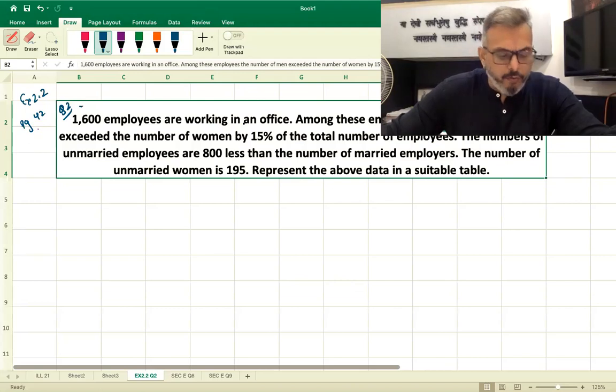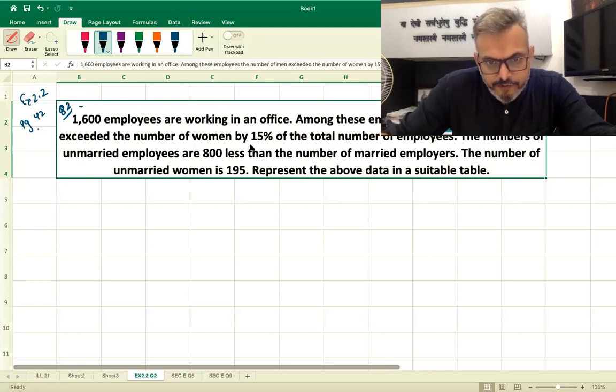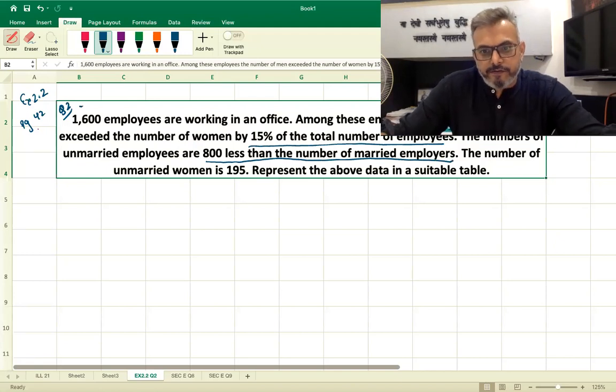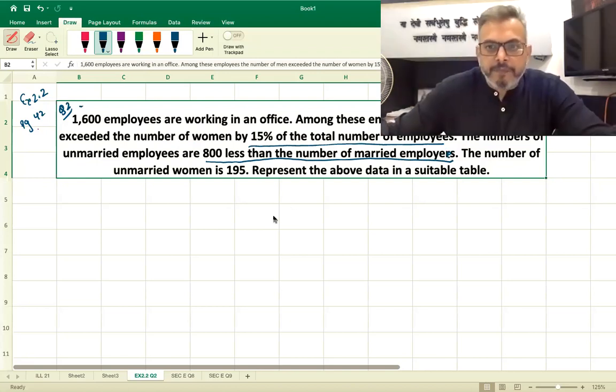1,600 employees are working in an office. Among these employees, the number of men exceeded the number of women by 15% of the total number of employees. The number of unmarried employees is 800 less than the number of married employees. The number of unmarried women is 195. Represent the above data in a suitable table.